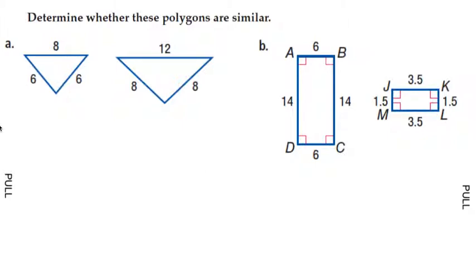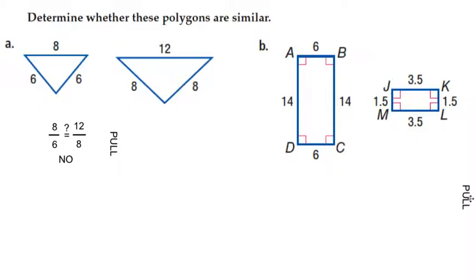All right, I hope you took some time to do that. Letter A, okay? We have 8 over 6 equal to 12 over 8. Is 8 times 8 equal to 6 times 12? No, it is not. 64 is not equal to 72, so those are not similar polygons.